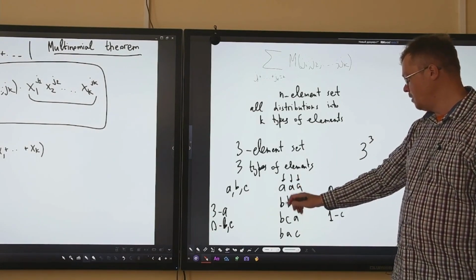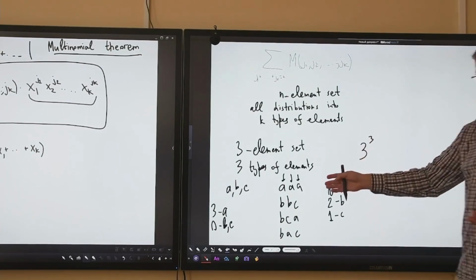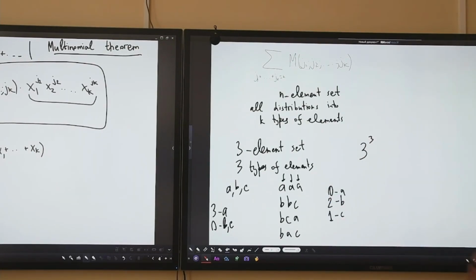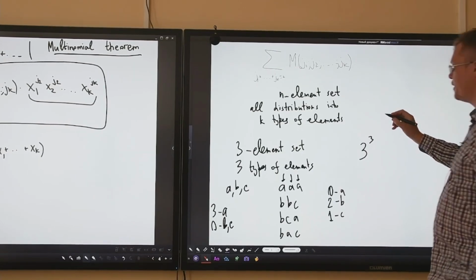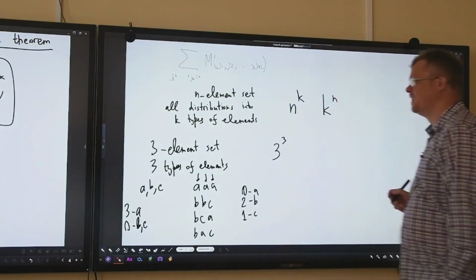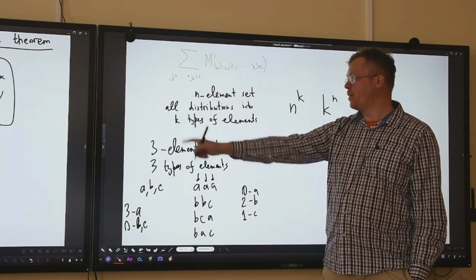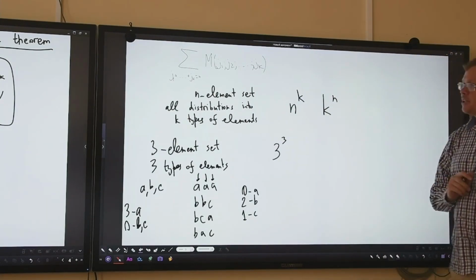Here on the first place I can have every letter A, B, and C. On the second place I can have every element A, B, and C, and on the third place I can have all 3 elements. So this will be just arrangements with repetitions, which is 3 to the 3 power. And here I will write the 2 answers, and you tell me which is true. This one or this one. So if I have n element set and I have k types of element, how many possible arrangements can I have?